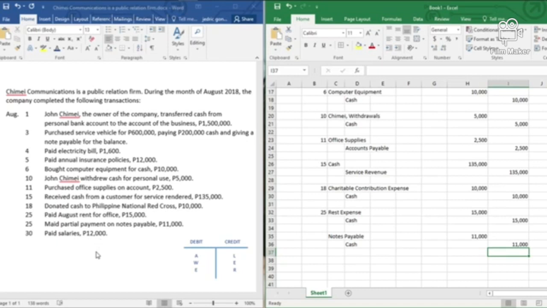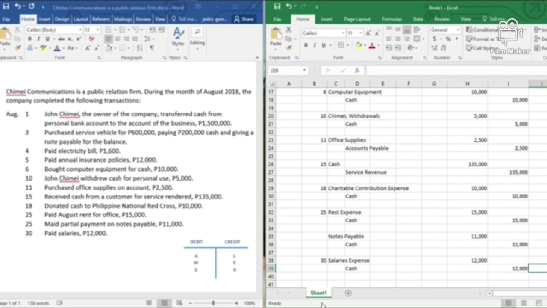Nagbayad ng salary si company. So, anong binayaran? Salaries expense. Expense, kapag nadadagdagan, i-debit mo siya. Basta ang parating yung tatandaan, si expense, most likely, nasa debit side yan. Okay? So, 30. Salaries expense, for the amount of 12,000. Anong pinambayad? Cash. So, cash is the credit, which is 12,000.